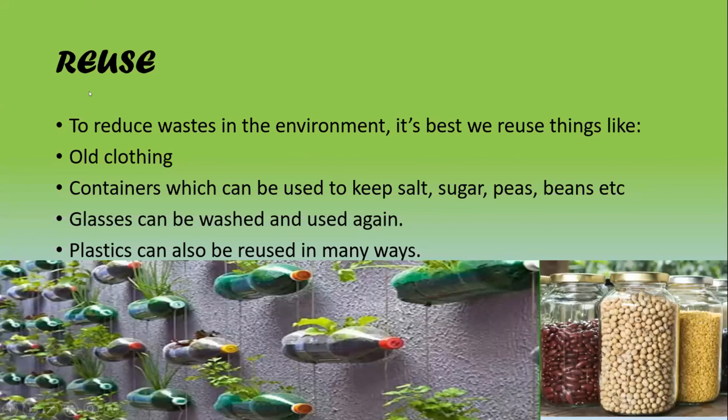In the 3 R's, I said we have reuse, reduce, and recycle. So reuse. To reduce waste in the environment, it's best to reuse things like old clothing. When our clothes are old, if they have no holes or anything, but maybe they just don't fit anymore, pass them down to your sibling. If you're the last born, give them out to someone who does not have.